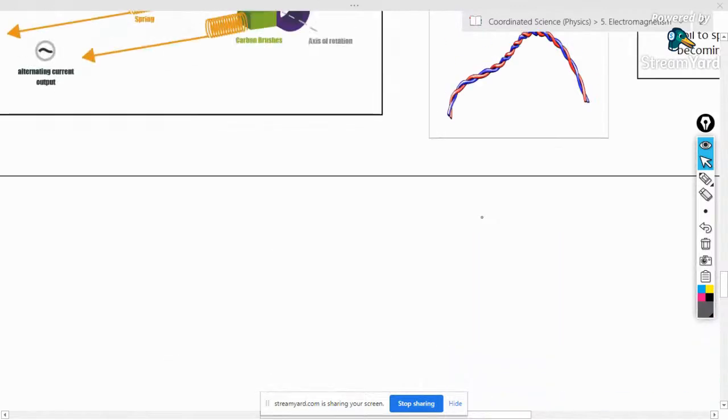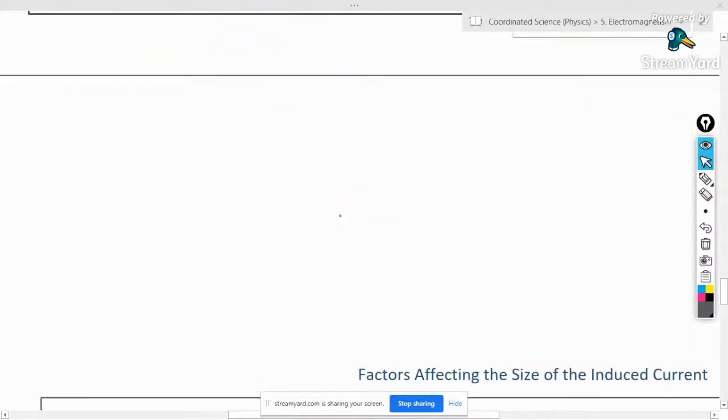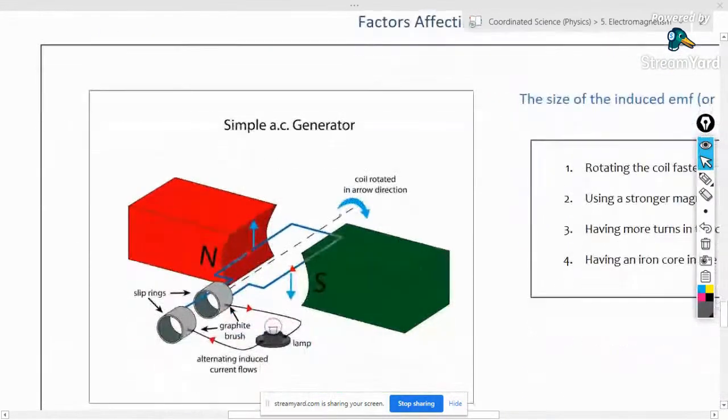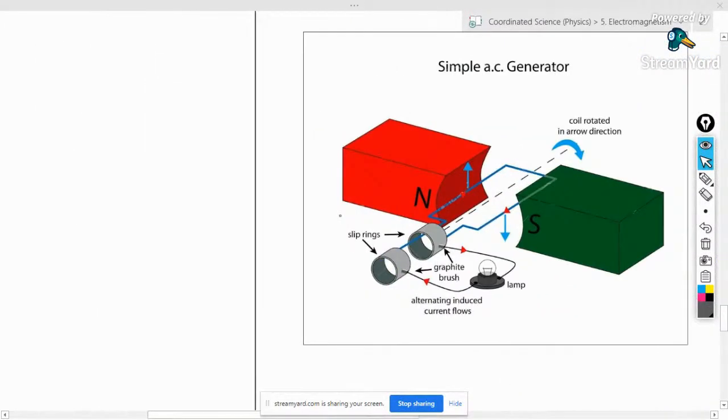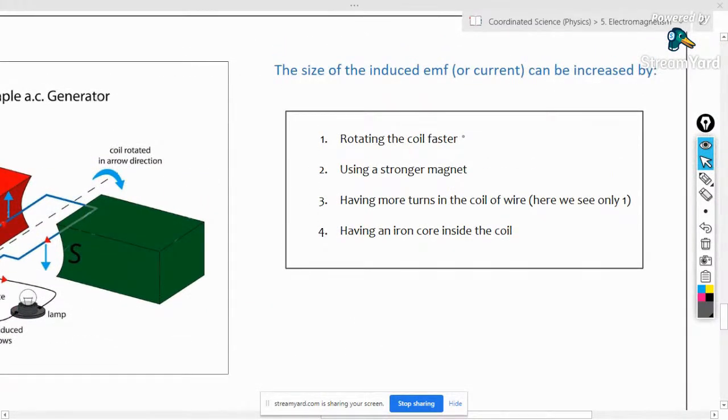Okay, so now let's say we have our simple AC generator and we want to generate the biggest current possible. How can we maximize the size of our current? Well, there's a few things you can do. Take a guess. Well, number one, you'd probably want to have this spinning as fast as it can. So what you can do is rotate the coil faster, as fast as you can. That's going to induce a greater current.